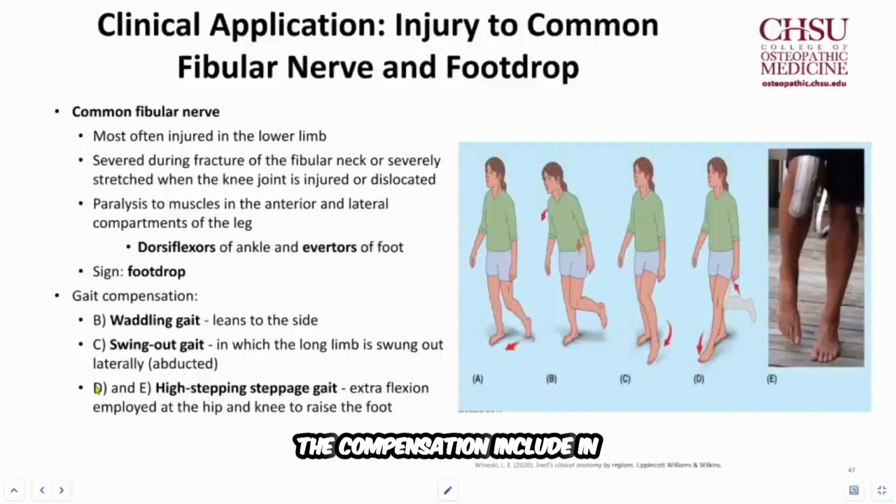The compensations include, in letter B, a waddling gait, leaning to the side. We have letter C, the swing-out gait, in which the long limb is swung out, laterally abducted. And we have D and E, where there's a high-stepping gait, where extra flexion is employed at the hip and knee to move the foot.